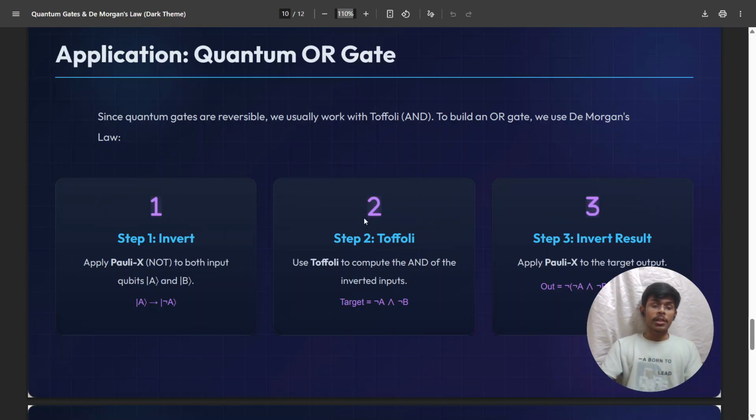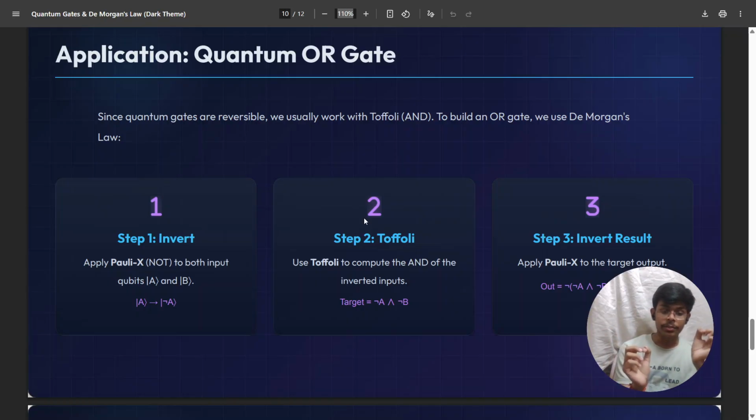Okay, the application: the quantum OR gate. Let us trace how exactly we build a quantum OR gate using De Morgan's law. Imagine this circuit in your head. We want to calculate A or B. Step 1, the setup. We take our inputs, qubit A and qubit B. We apply a Pauli X gate to both. Now we have not A and not B.